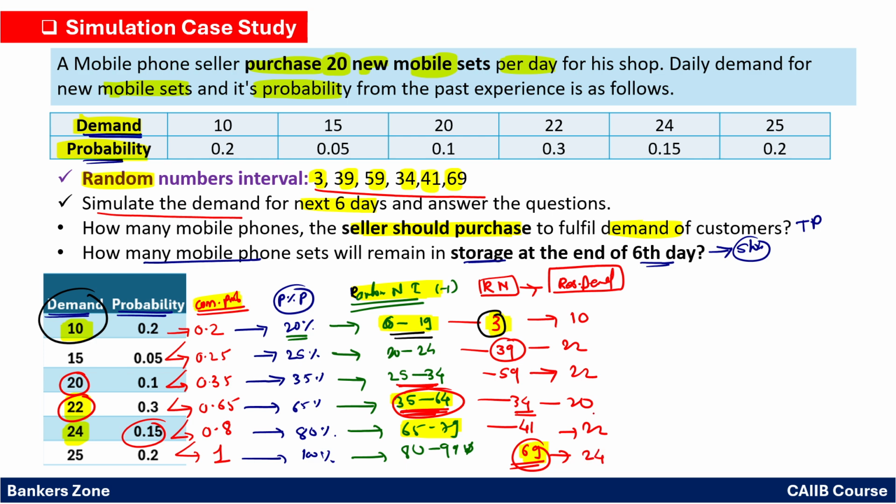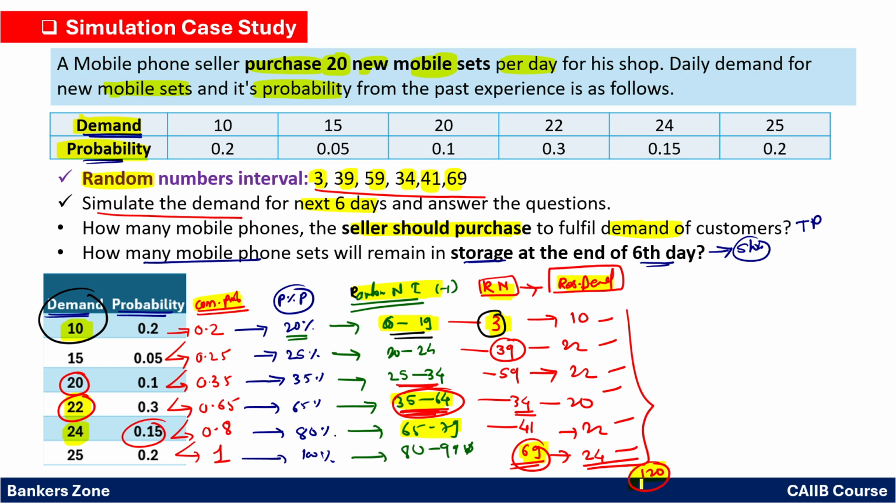So this is simply the respective demand for the random number, right? So this is our demand. Now what you have to do, simply, at the end, you can add all the demand. This is demand for the first day, second day, third day, fourth day, fifth day, and sixth day. Once you add, you will get 120, right?